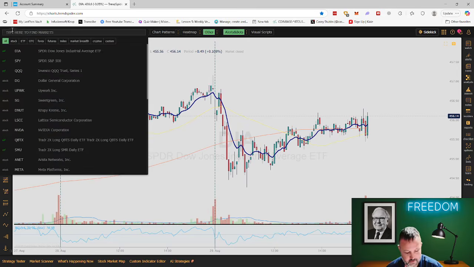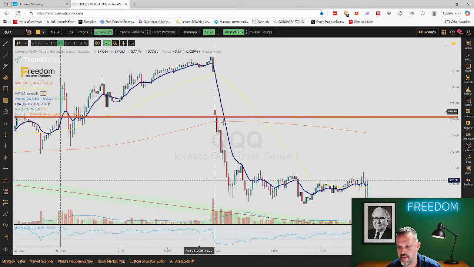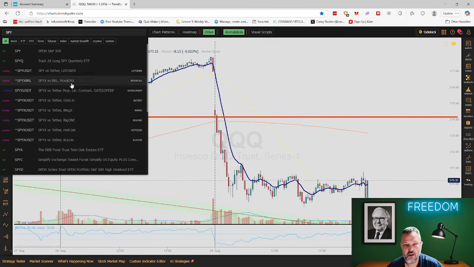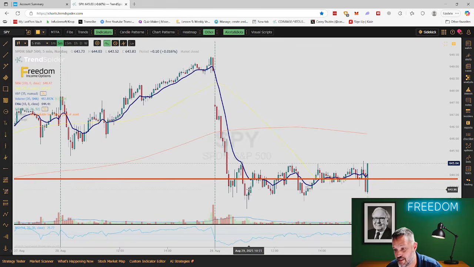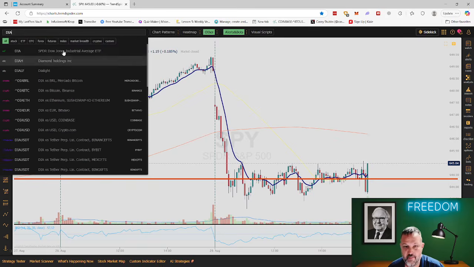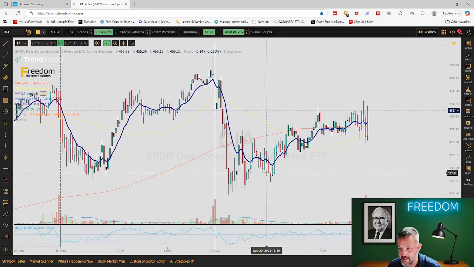Look at the Qs. The Qs was really just beat up hardcore. And then the SPY was beat up pretty strong, but then it leveled. And then the DIA was beat up, but not as bad, right? You can just kind of see the difference. So we're going to go in. I still waited for the RSI to get below the 25, and I waited for the candle. So right here, I went in. Now let's go look at the trade. And I don't know if I showed you this yet.